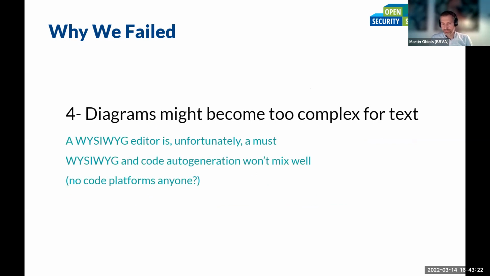The fourth point that we discovered: diagrams might become too complex for text. The full example that we presented was already a little bit daunting at first sight. Imagine more complex architecture diagrams. We tried to do one of those, and the text file was very big. For the person who wrote it, it was easy to locate the exact part where an edit needed to be done. But in the end, diagrams, unfortunately, we believe need a what-you-see-is-what-you-get editor. That's just the way things should be for visual things.